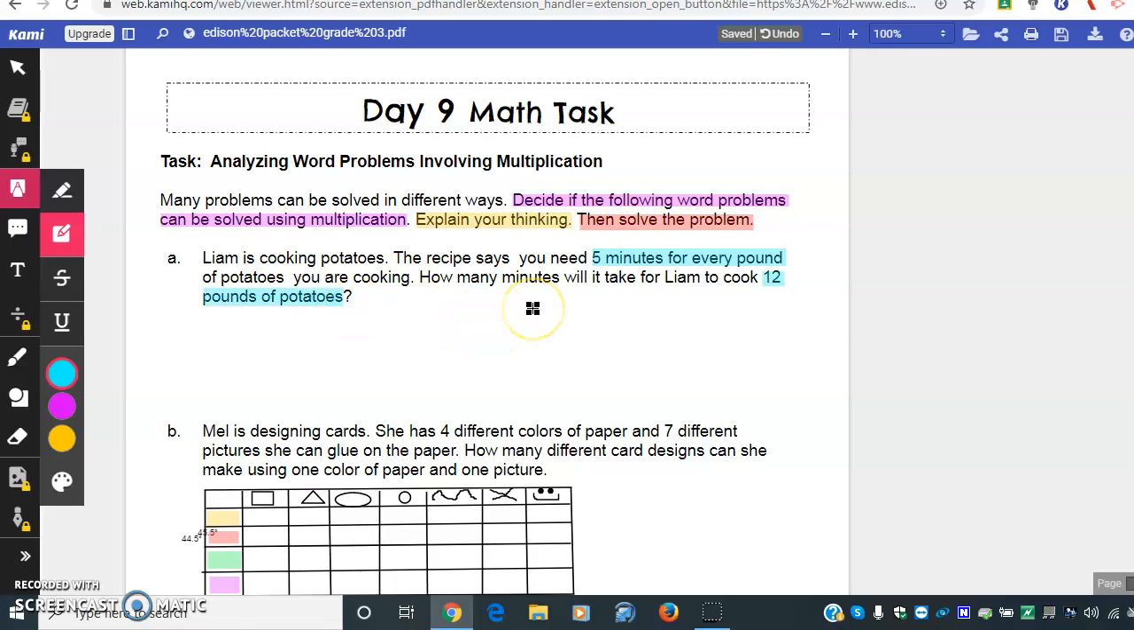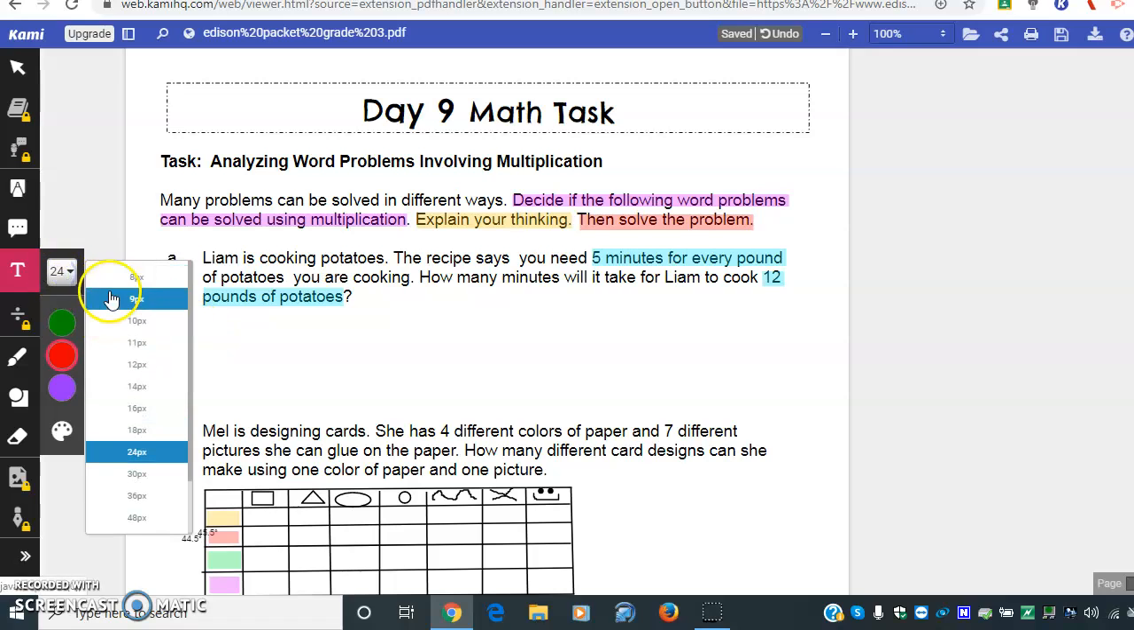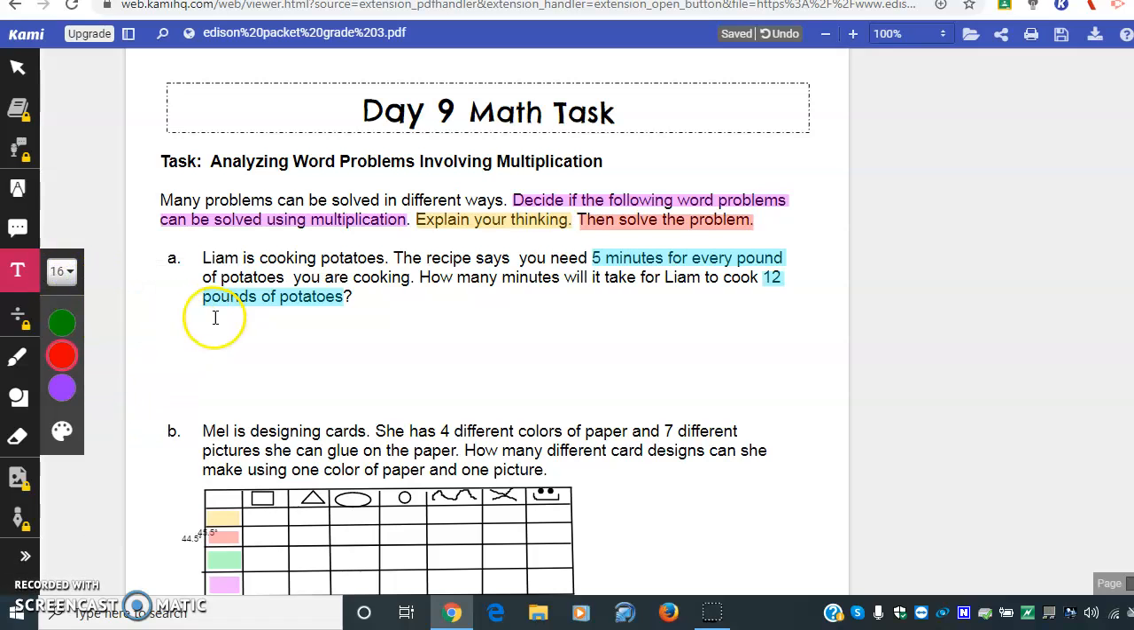So I'm going to need to multiply for this one because I have a hidden each. So I've decided that, yes, I need to use multiplication. Now I need to explain my thinking. So I'm going to go ahead and write my explanation as to why I think I need to multiply.